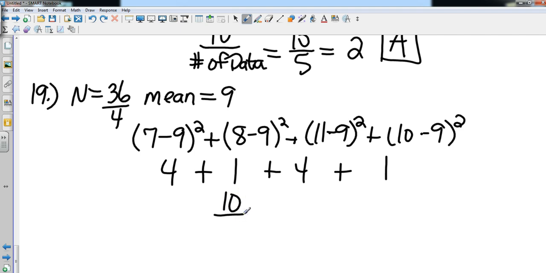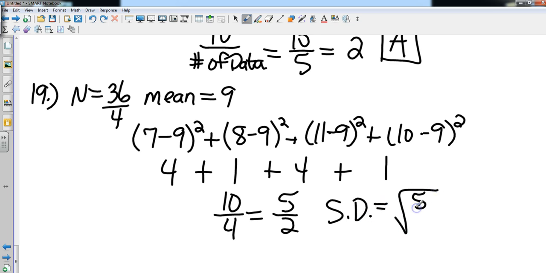Okay, I divide by the number of items that I had, so that was 4. So my variance is 5 over 2. Now you'll notice in this case they don't want the variance, they want the standard deviation. So standard deviation is the square root of the variance. And so that will be choice G.